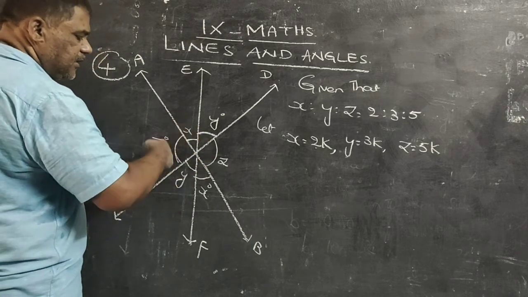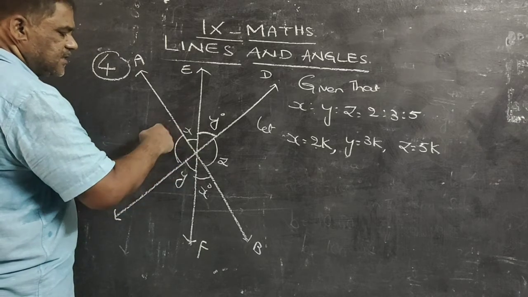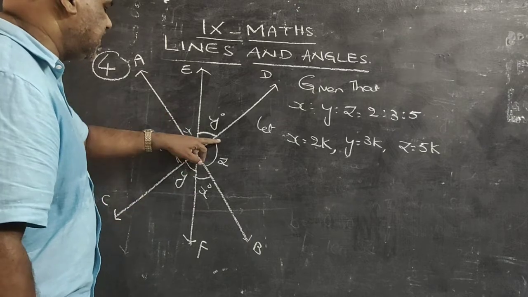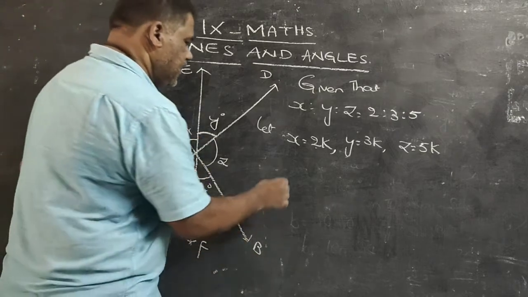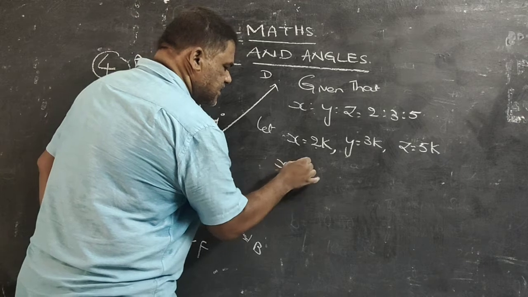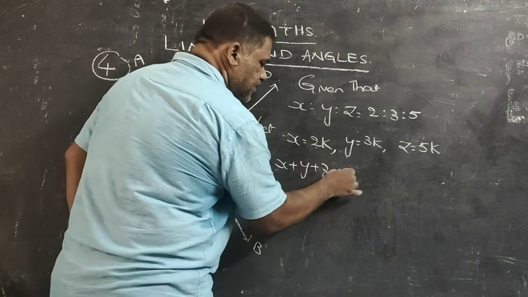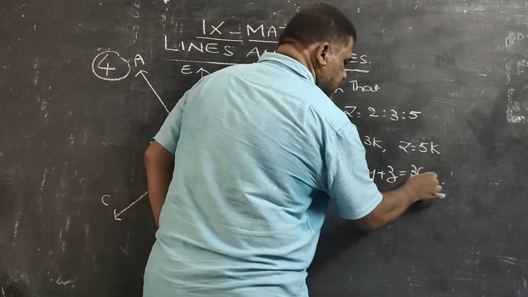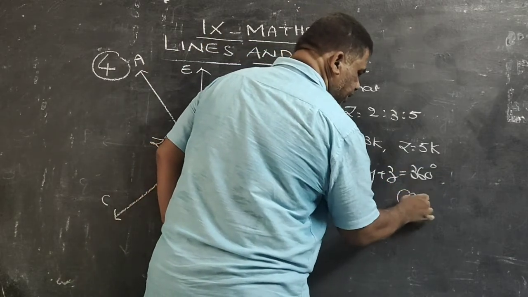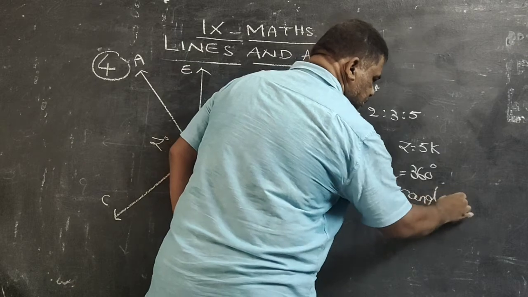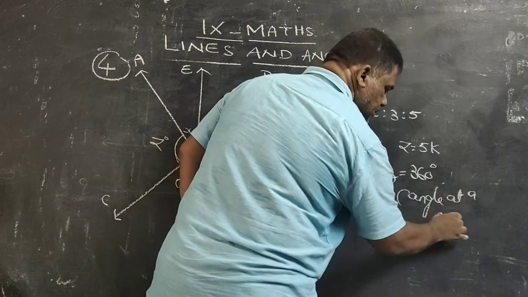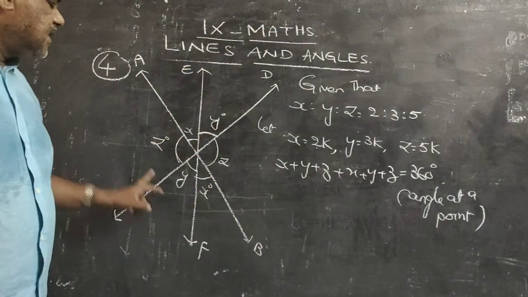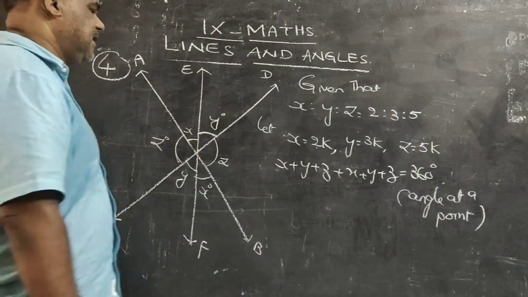If you add all the angles, that is 6 angles, the sum of all the 6 angles is 360 degrees, that is the angle at a point. So x plus y plus z, again x plus y plus z, that is 360 degrees, that is the angle at a point. So if you add all the 6 angles, the sum of the 6 angles is 360 degrees.